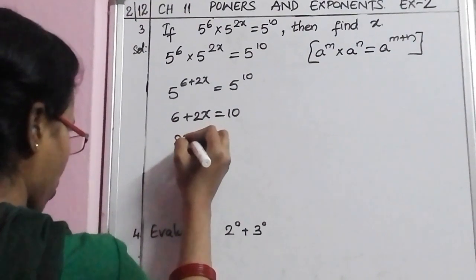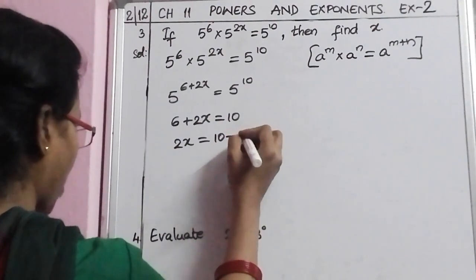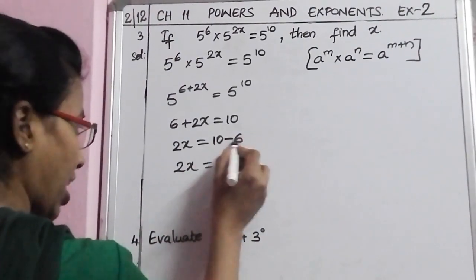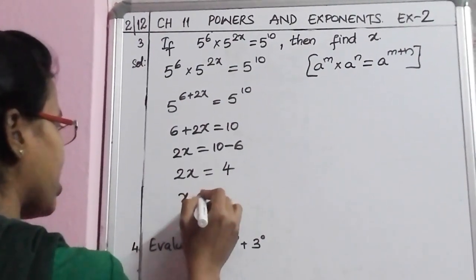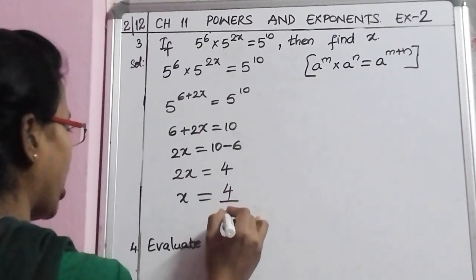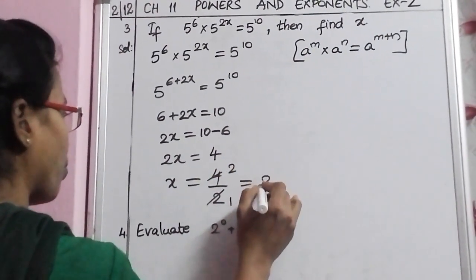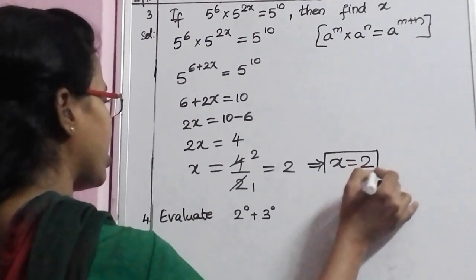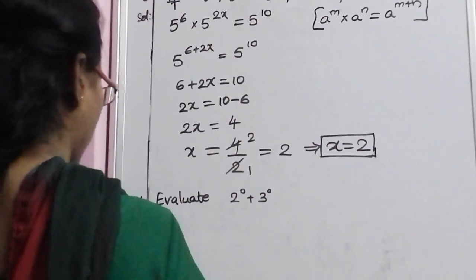So here let us use the transpose method. 6 is transposed to the other side, plus becomes minus. So it is 10 minus 6. So 2x is equal to 10 minus 6 is 4. Now x is equal to 4 by 2. Multiplication, when it is transposed to the other side, it becomes division. So 2 1s are 2, 2 2s are 4. So x is equal to 2 is the value you got. The value of x they asked you to find out. You got it as 2. x is equal to 2.